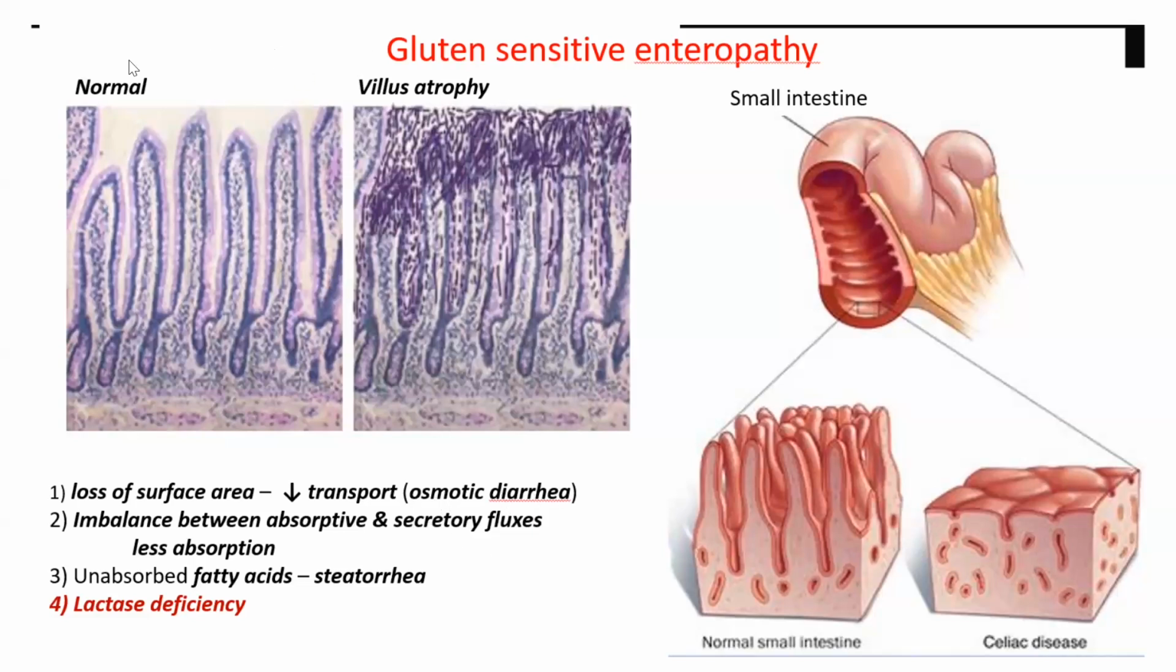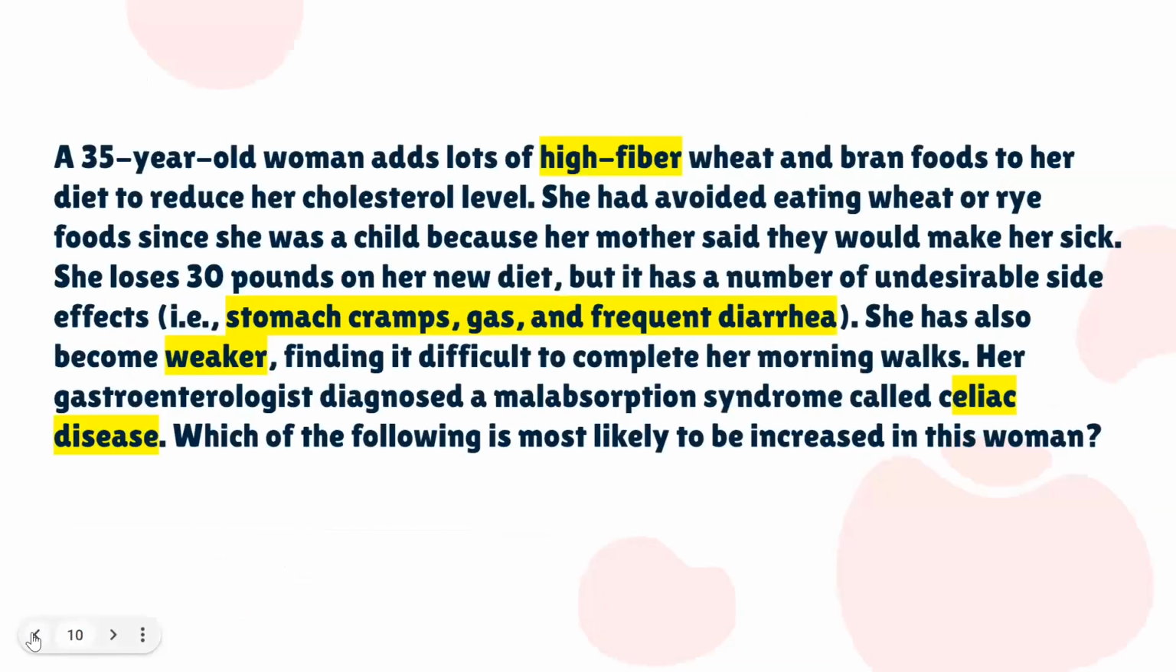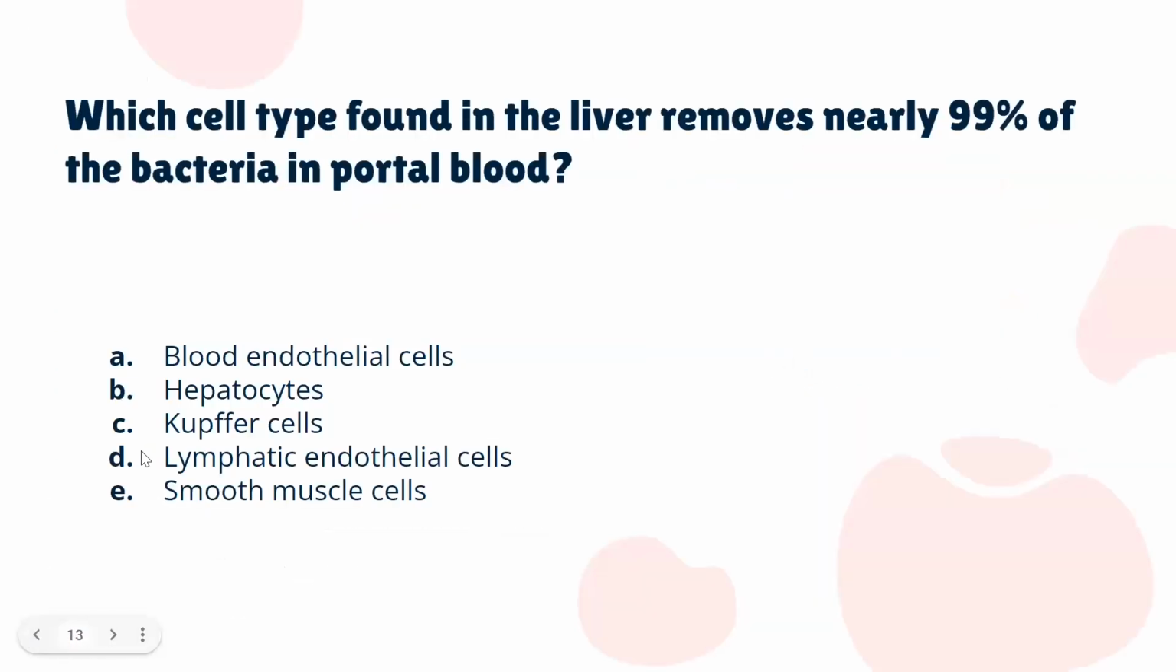So this is osmotic diarrhea, when there's an osmotically active substance present in the lumen right here. And so water moves in from the enterocytes, and it causes diarrhea. There's so much water in the food that there's so much diarrhea. Yeah, imbalance between absorptive and secretory fluxes. There's so much less absorption because of the villus atrophy. And the unabsorbed fatty acids, this is what's going to lead to steatorrhea, which is going to be fatty stool. Okay, moving on to the next question.